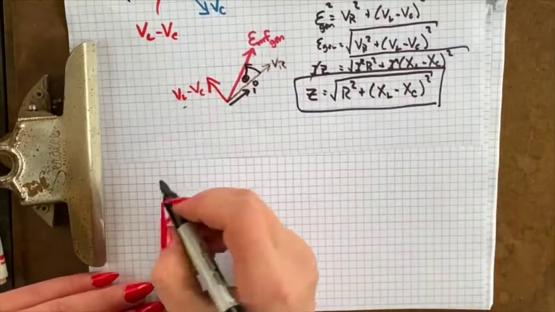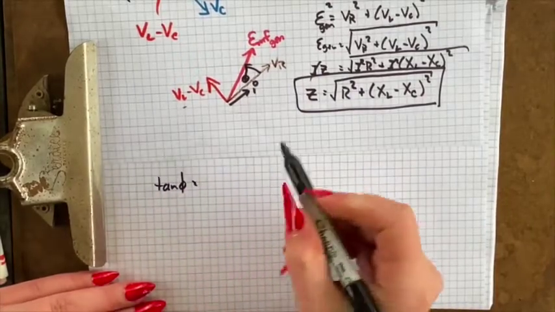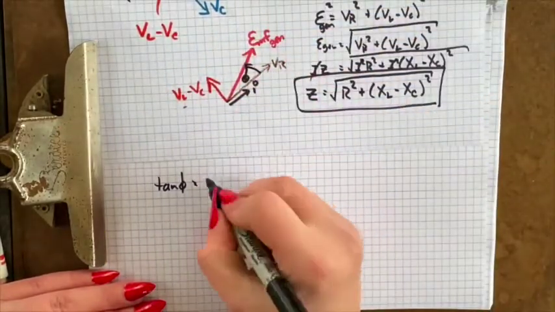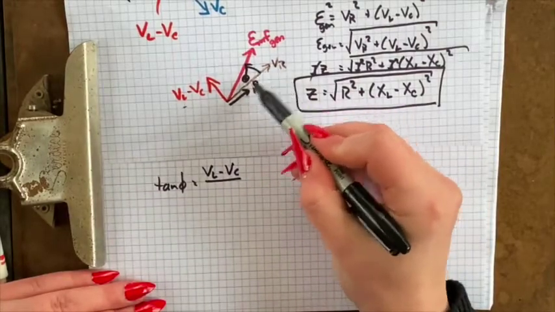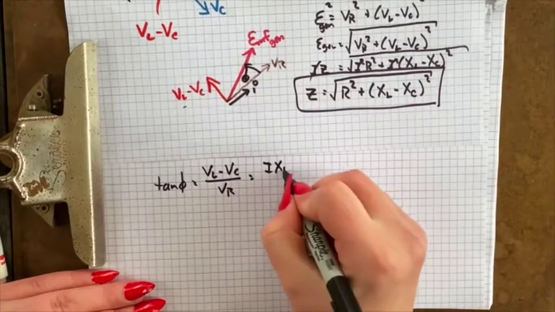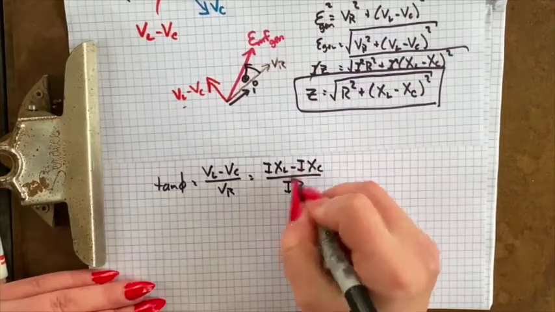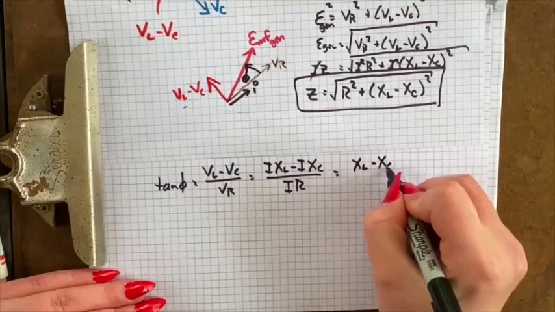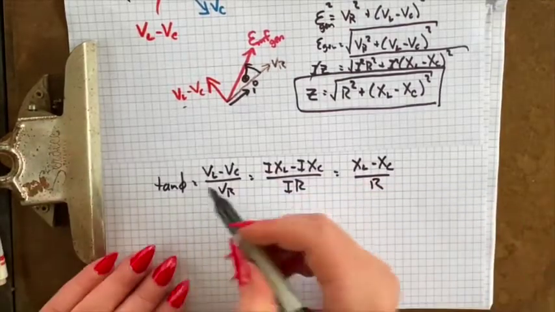So we have other means. Let's say, what's the tangent of that? It looks like this voltage, VL minus VC, is opposite, over the adjacent side, which is VR. And if you like, we can call it I XL minus I XC over I R, and all that stuff cancels. And here we get this formula. So here's how we find the phase angle.